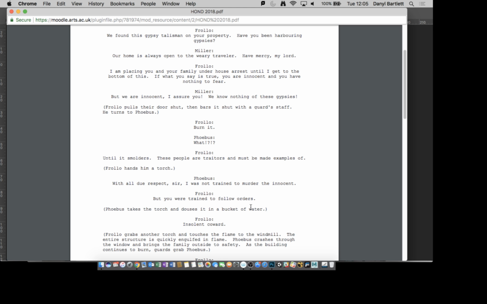So everything up to this train to follow orders bit. So just from there, kind of there. That piece there. So Frollo shuts the door and then turns to Phoebe, says, burn it. Phoebe says, what? Until it smoulders, these people are traitors. It's a shot, reverse shot.